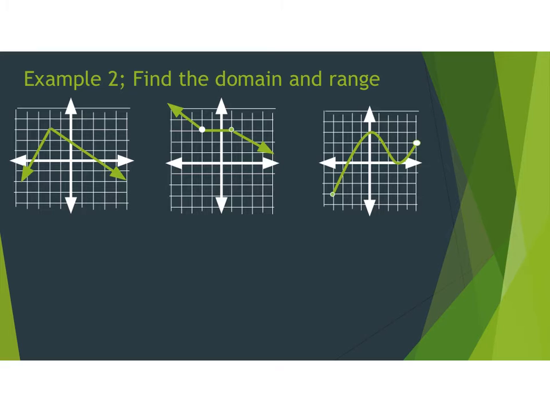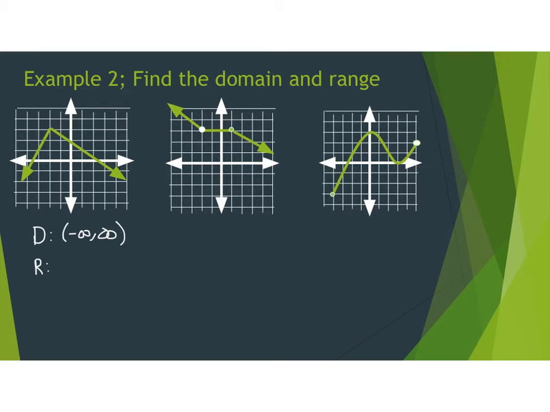For these next examples, we need to identify the domain and range. So for this first example, the domain is all possible x's. So as we look left and right on the graph, we see that every x is accounted for. So to write our domain, we would go from negative infinity up to positive infinity. And that would be how we'd write it. The domain is negative infinity to positive infinity with parentheses.